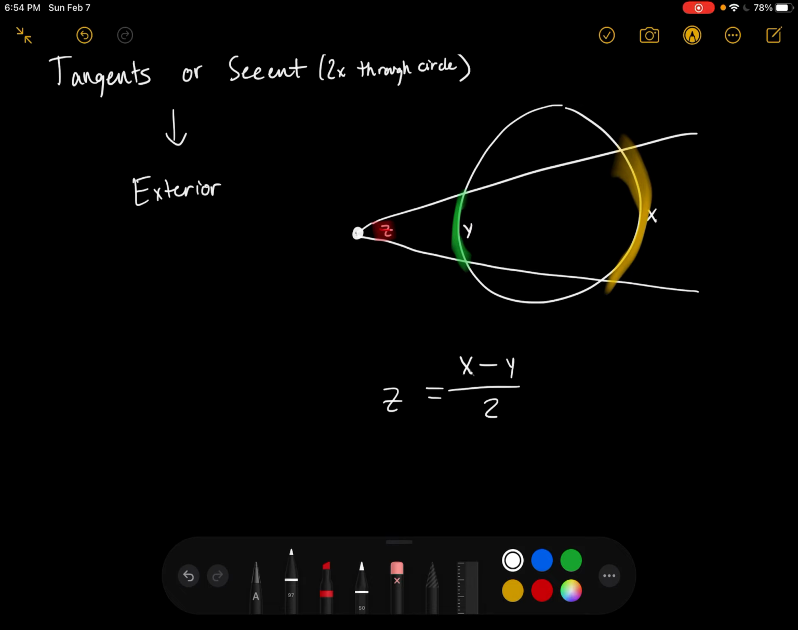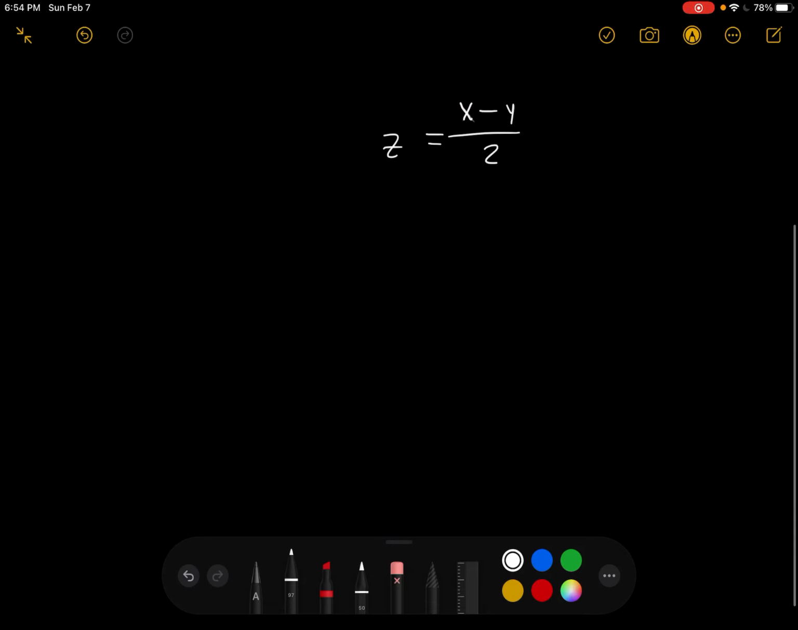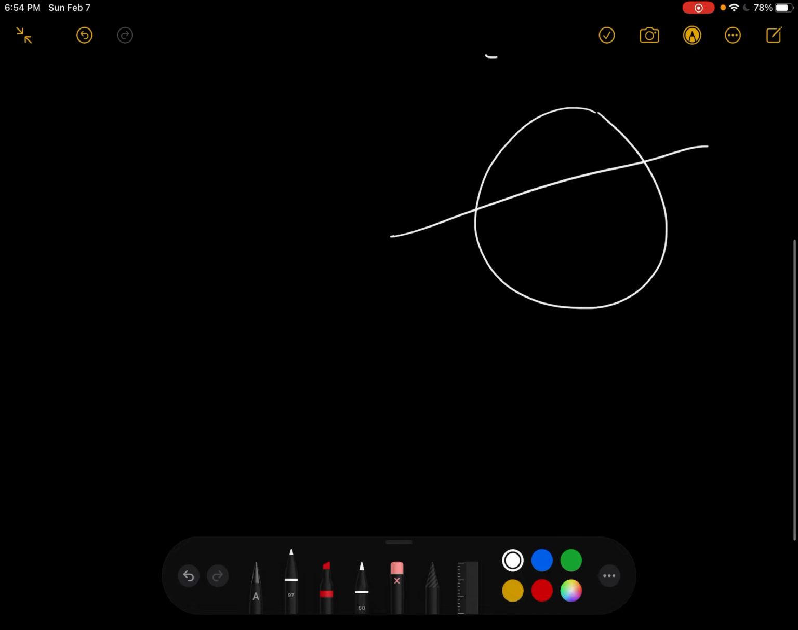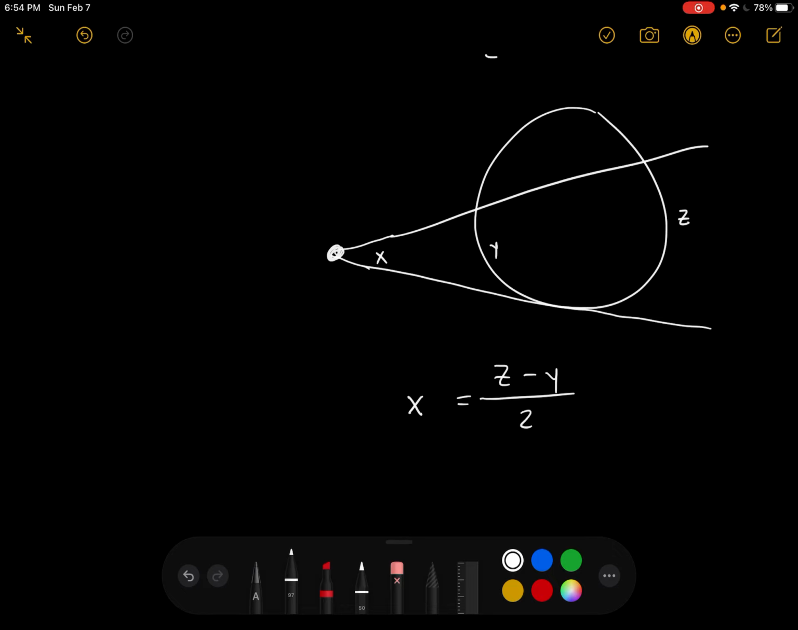And this applies to both tangents and secant lines, in any combination of those as well. So let's say, for instance, we have something like this. We have a secant line, and instead this time it's going to meet a tangent. Again, if we have x, y, and z, now we would do z minus y divided by 2 is going to equal x.